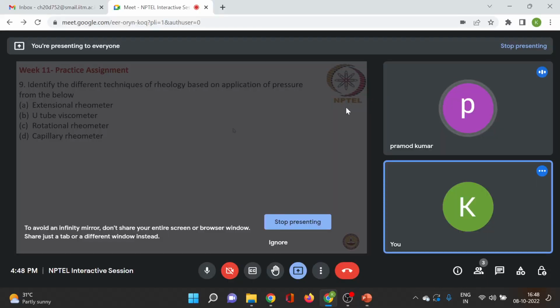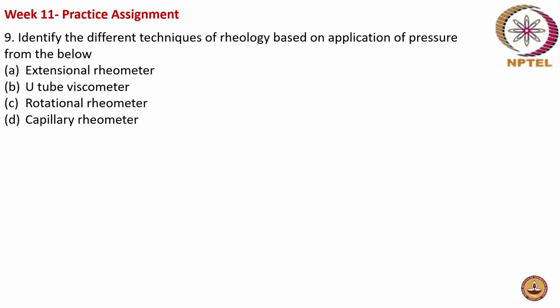For application of pressure, normally we use U-tube viscometer. Okay, that is right. What else? Is there anything else where pressure is used among these? U-tube is for sure confirmed. Maybe extensional rheometer? You have to justify why and how. U-tube, I am very sure, because from one side you just apply pressure and then it will rise on the other side. Yes, that is right.